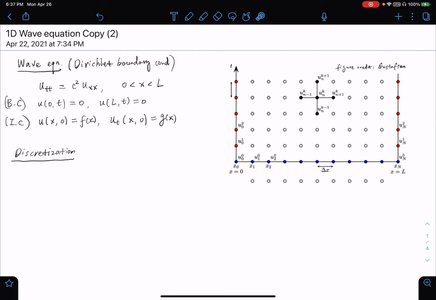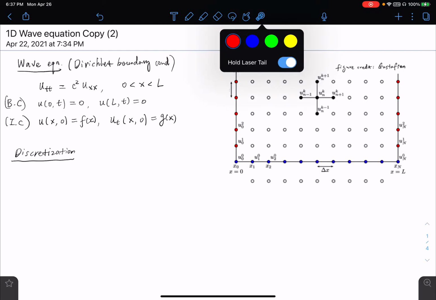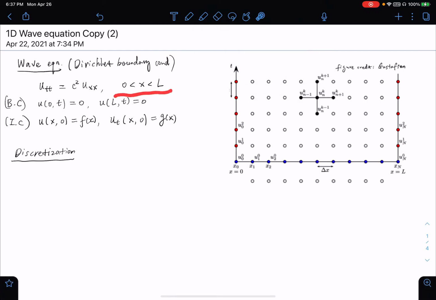For the space variable, we assume that x is in the interval 0 to L. And for the boundary condition, the displacements at the boundary points x equals 0 and x equals L are always 0. The following method will work for general boundary conditions of the Dirichlet type, where you can specify values alpha and beta here. But for simplicity, let us apply this 0 condition as an example.